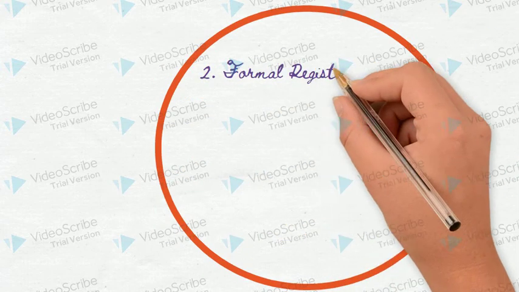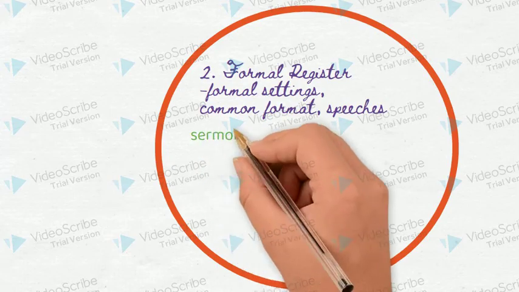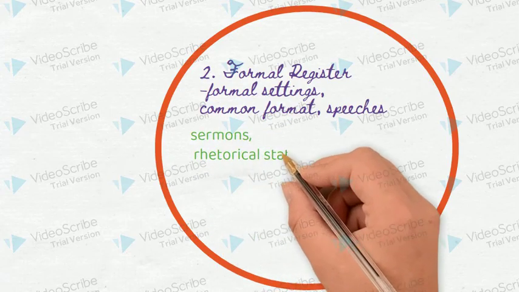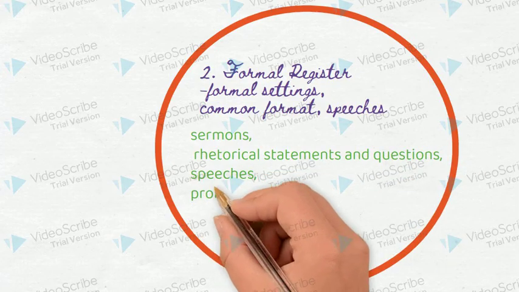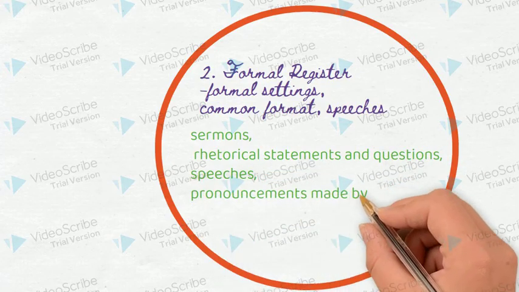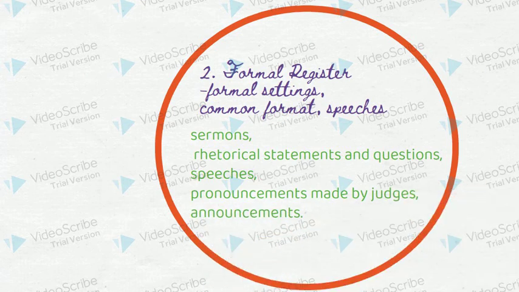Secondly, formal register. This language is used in formal settings and is one-way in nature. This one usually follows a commonly accepted format. A common format for this register are speeches, such as sermons, rhetorical statements and questions, pronouncements made by judges, or announcements.